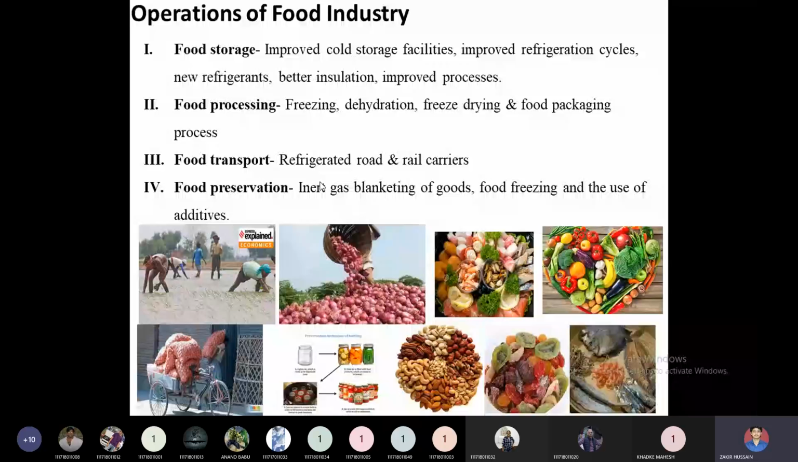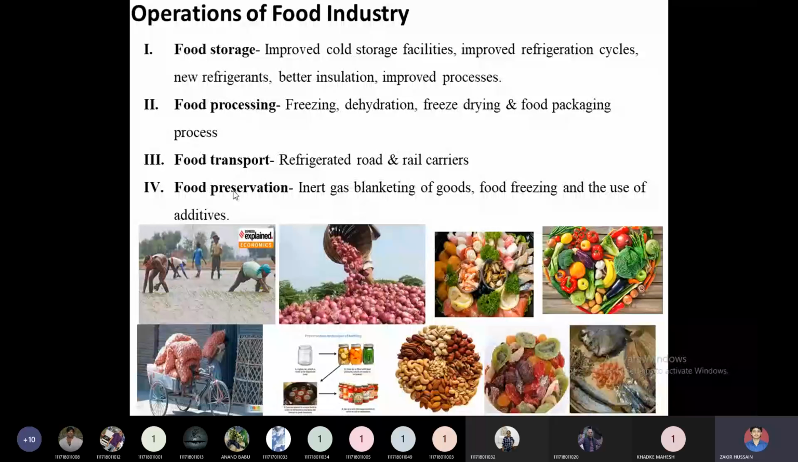Then the next one is the food preservation. So we need to preserve the food. We need to process it, that is one way to preserve the food, and the other way is by adding some additives. We can preserve the food for a long period of time. Processing is converting that particular post harvested food to some value added product. Then preserving is without any processing, or after processing also with adding certain additives, we can preserve that food for a long period of time. So food preservation is also an important operation in the food industry.